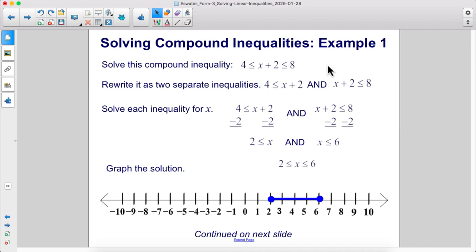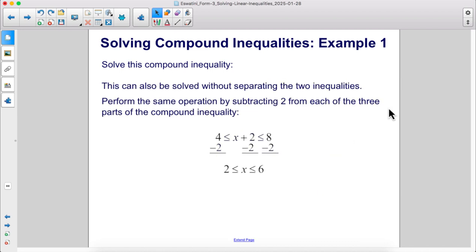Solve this compound inequality. 4 is less than or equal to x plus 2, which is less than or equal to 8. First, we rewrite it as two separate inequalities. Then we solve each inequality for x. So this one, we're going to subtract 2 from both sides, and we get x is greater than or equal to 2. And over here, we also subtract 2 from both sides, and we get x is less than or equal to 6. We can combine them and graph the solution.